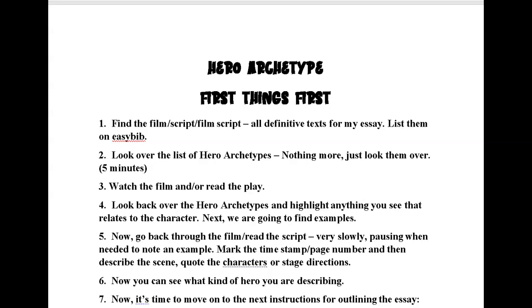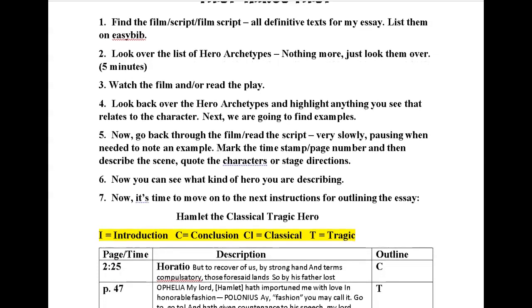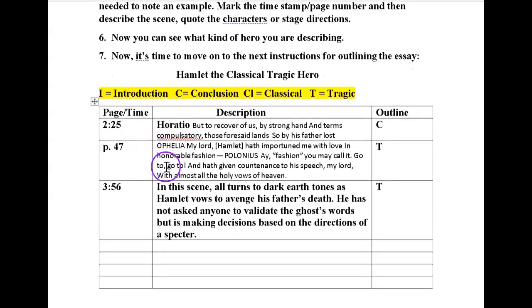In our last tutorial, we completed the first things first. We found the script, we went through the script, and we marked down examples, and we did a coding for where that's going to belong in the essay, and we quoted where it came from, whether it was a timeline or a page number, or however we've done it. We included both quotes, and we included a scene description.